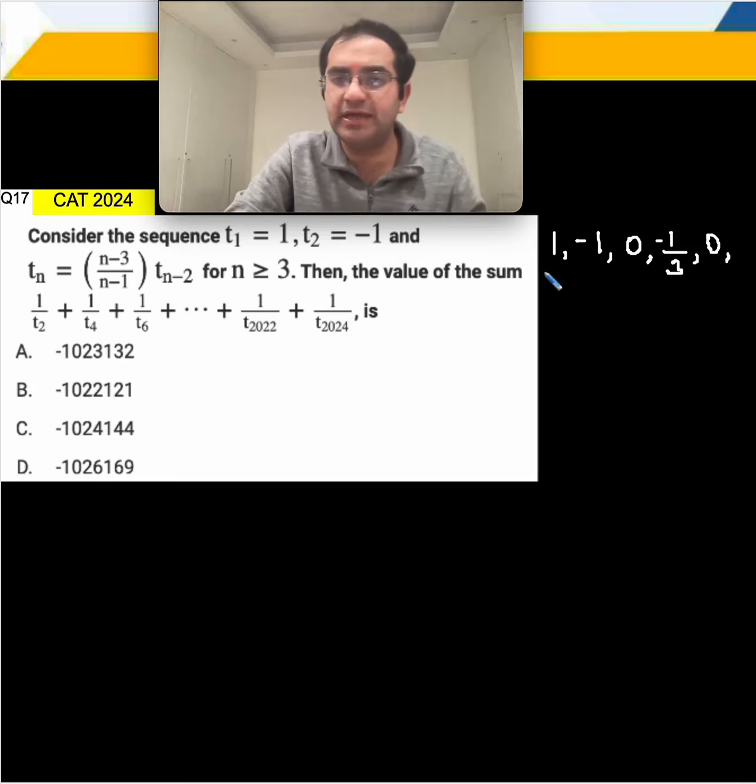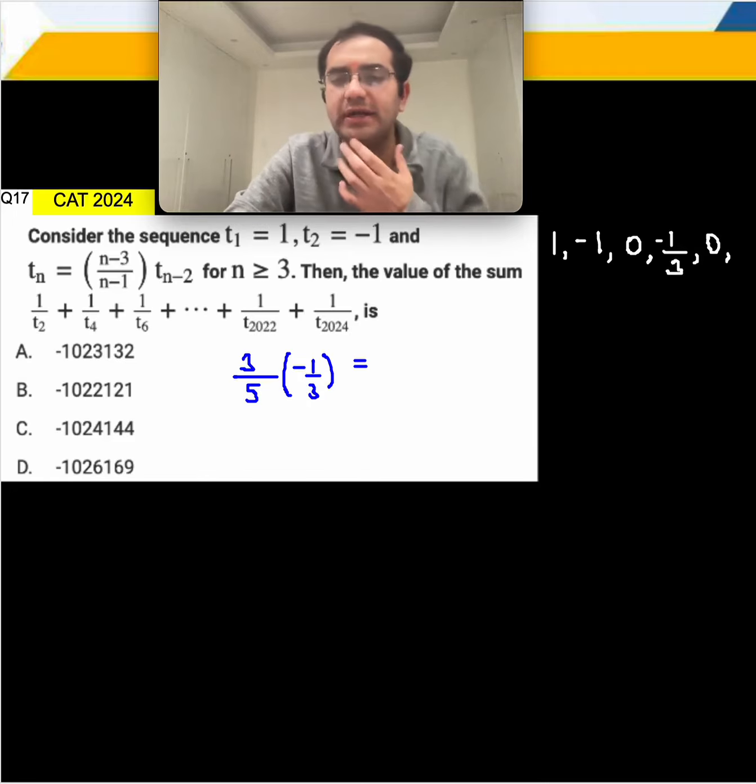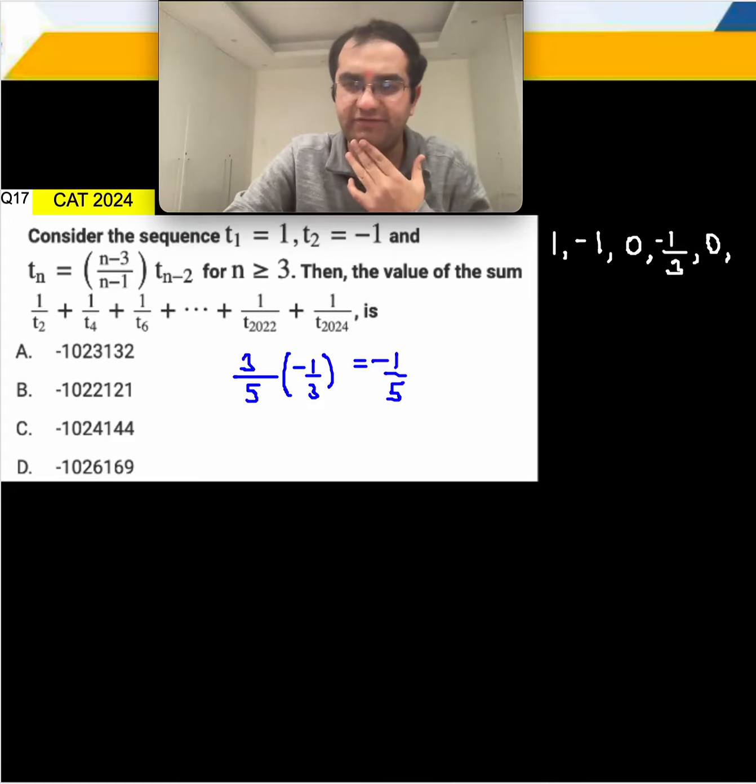Next, n equal to 1, 2, 3, 4, 5, 6. When you put 6, you'll get 6 minus 3 as 3 upon 6 minus 1 as 5 into the second last term, which will be minus 1 by 3. यहाँ minus 1 by 3 डालेंगे. So I now get a minus 1 upon 5. That is my next term, minus 1 upon 5.